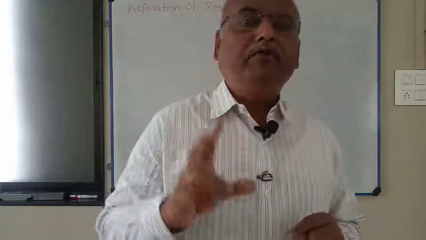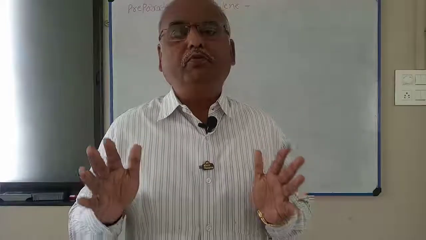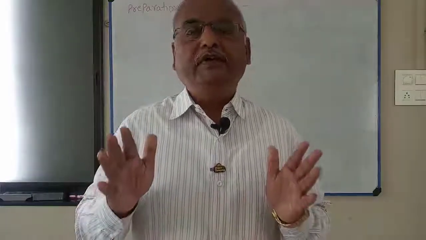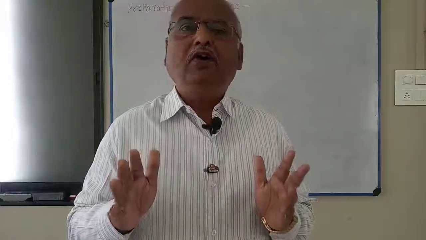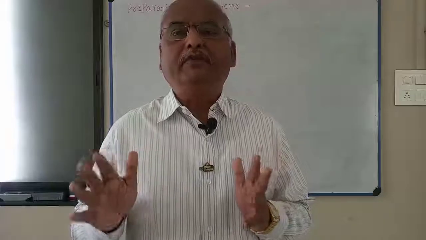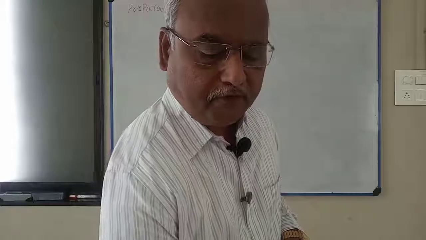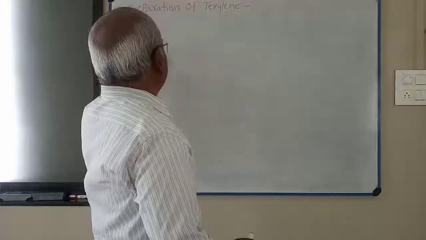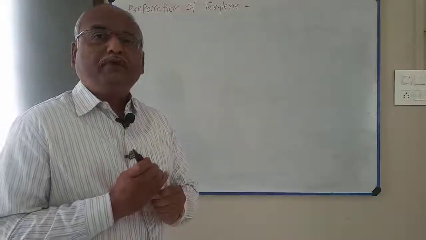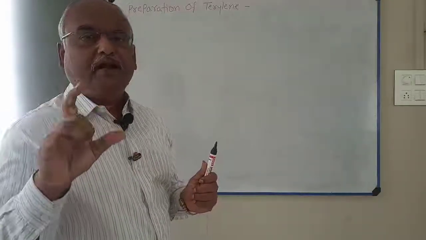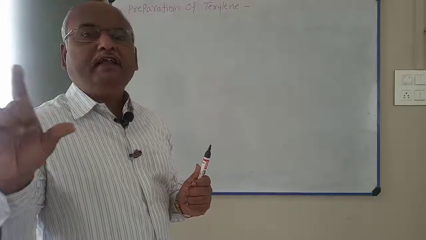In this small video, we are going to learn two important polymers. One is terylene, that is known as Dacron, and the other is Buna S rubber. So let us start preparation of terylene. The monomers used in the preparation of terylene are ethylene glycol and terephthalic acid.